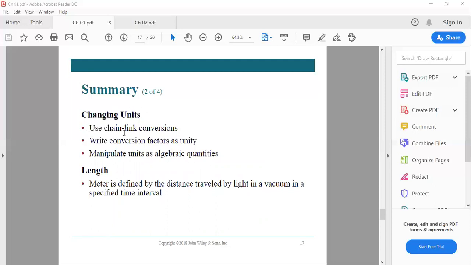The other things that we've done is we've done chain link conversions in this course. We've also, or this chapter, we've also written conversion factors as unity, one, taking a factor, multiplying it by one, or that's the same thing as having the same thing on top and bottom. And then we've also found out here that the length of a meter is defined by the distance traveled by light in a vacuum in a specified time interval.